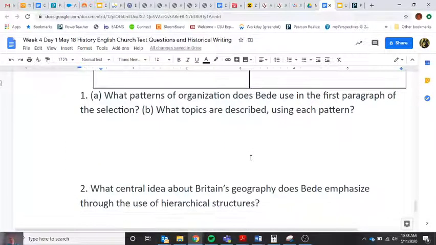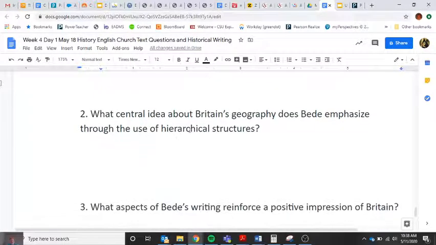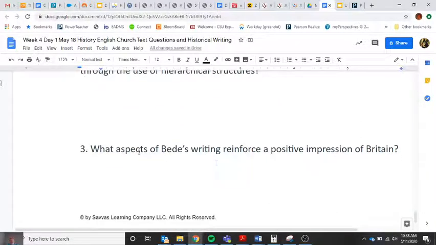And then finally, you're going to end off with the last 3 questions. What patterns of organization does Beatty use in the first paragraph of the selection? And what topics are described using each pattern? What central idea about Britain's geography does Beatty emphasize through the use of hierarchical structures? And finally, what aspects of Beatty's writing reinforce a positive impression of Britain?